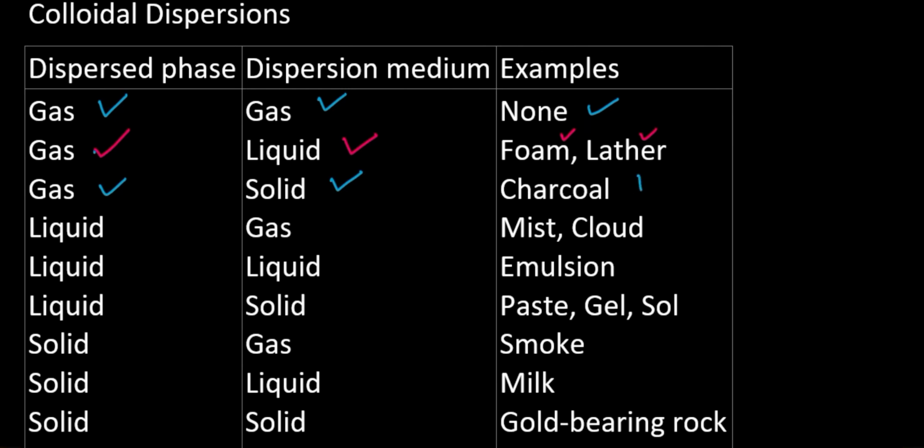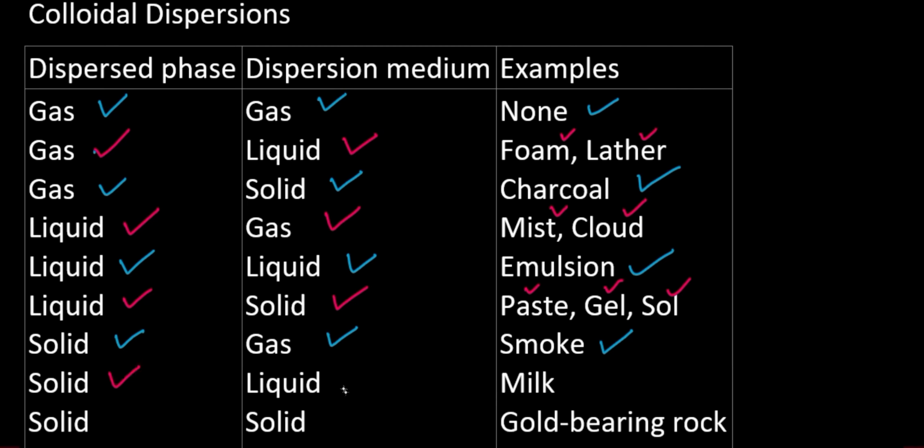Example is charcoal. We have a liquid dissolved in gas. The example is mist, cloud. We have a liquid dissolved in liquid, which gives you emulsion. We have a liquid dissolved in solid, which gives you paste, gel, and sol. We have a solid dissolved in gas, which gives you smoke. That's what we just did.